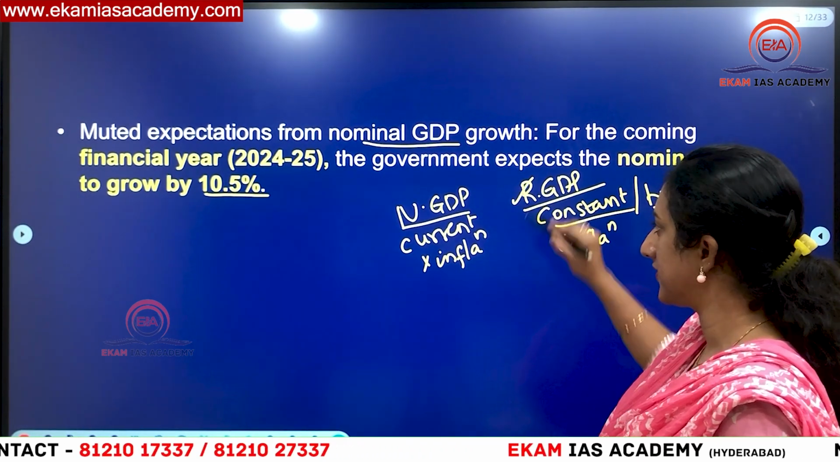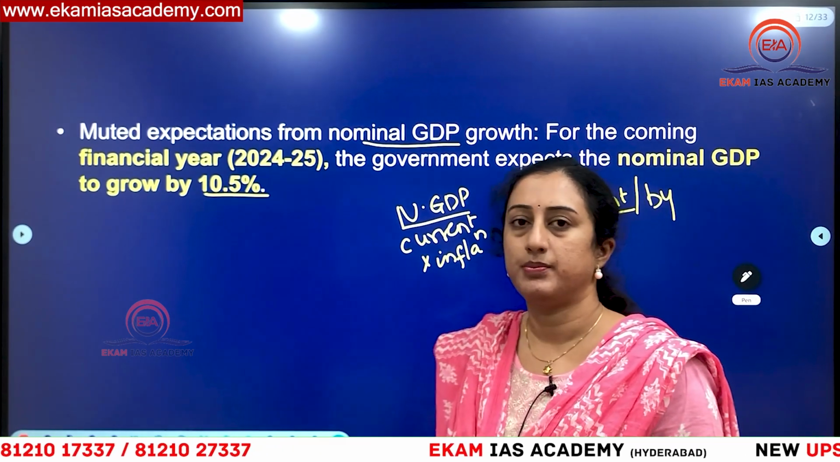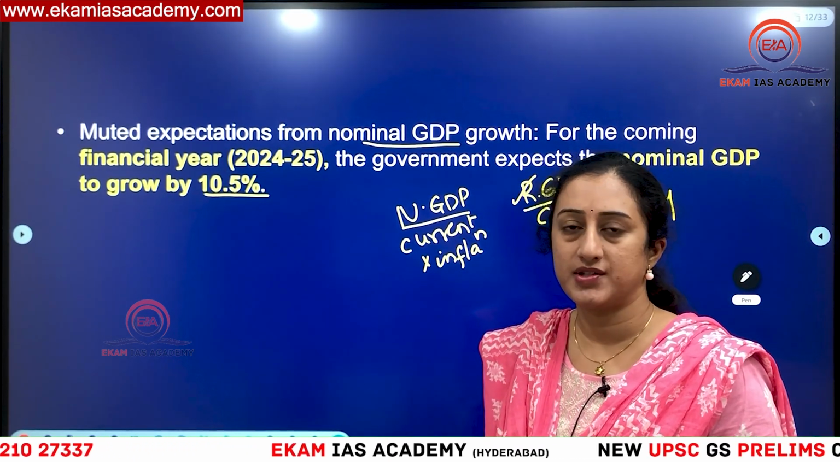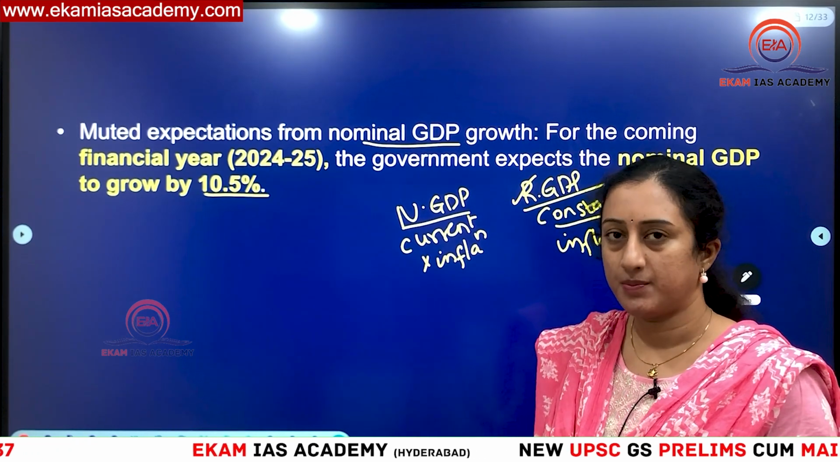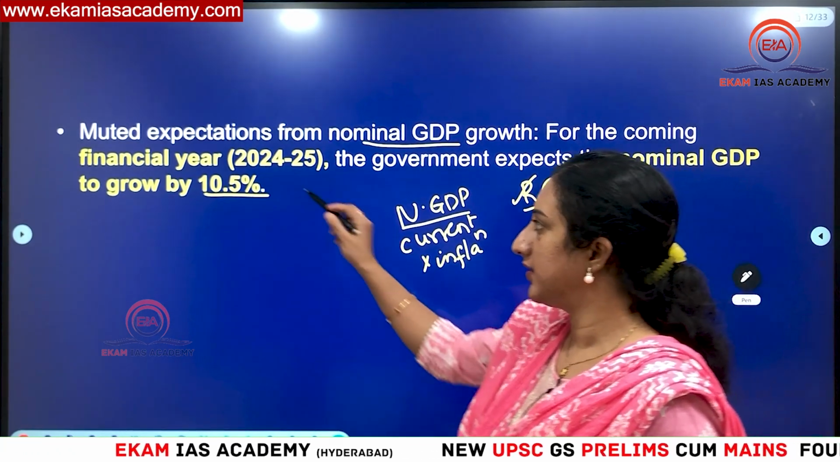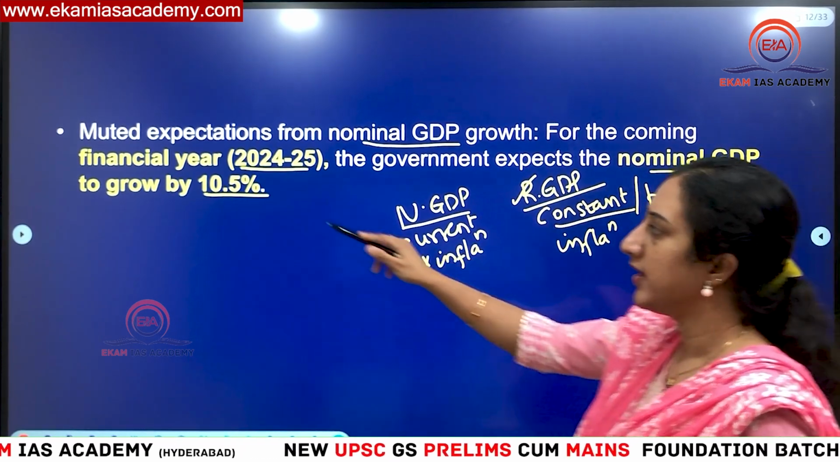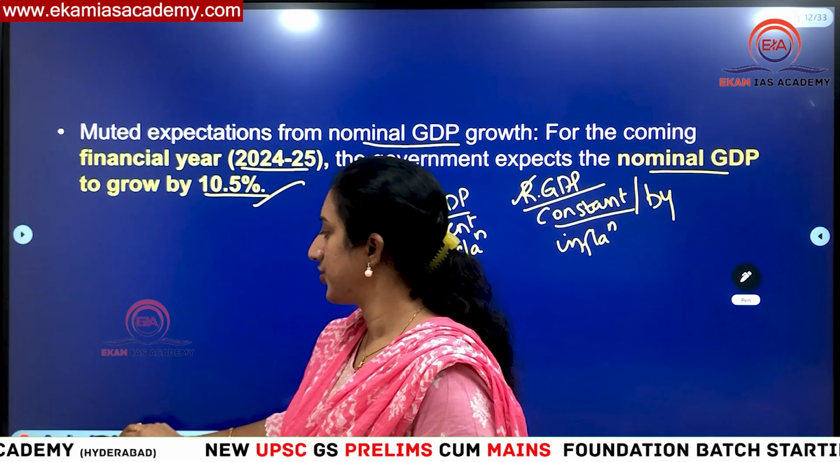So this is taken as the best parameter to measure the economic growth. So in this financial year 24-25, it is expected to grow by 10.5%. That is one projection made.